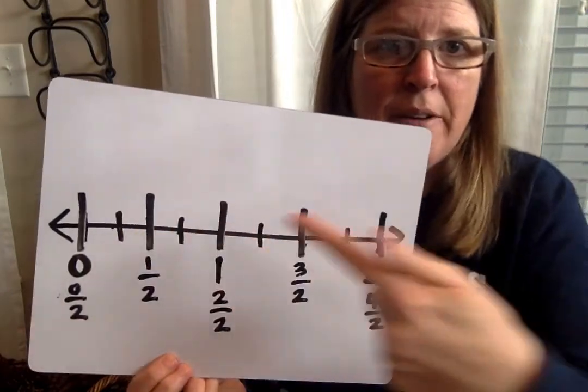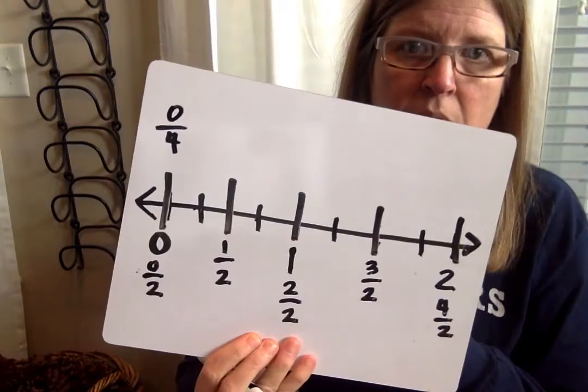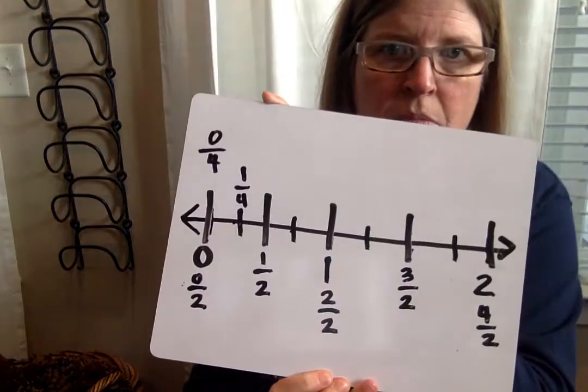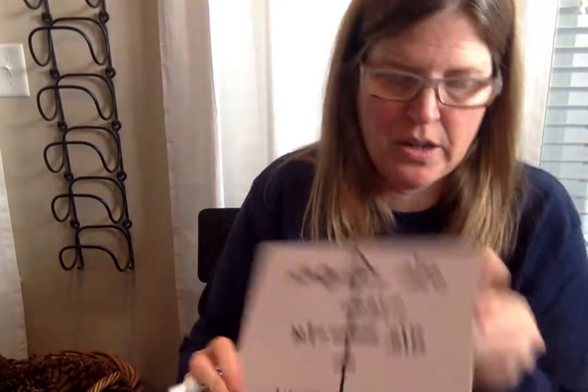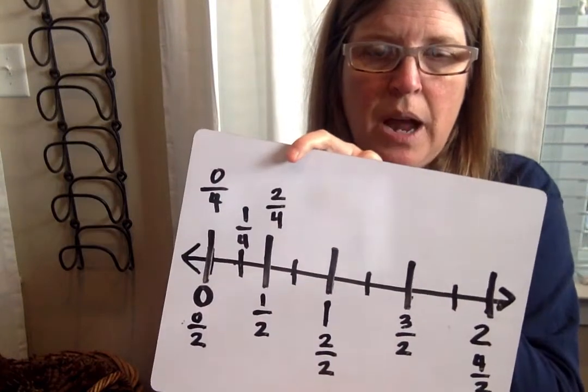So now I'm going to label every line. So 0 is going to be 0/4. See how I'm doing that? And then 1/4 is the next line. And then you know 1/2 is equal to 2/4. So there's 2/4. That's another part of the question that you're going to have to answer. So now we found 2/4. It's equal to 1/2. And then 3/4. And then 1 whole is equal to 4/4.